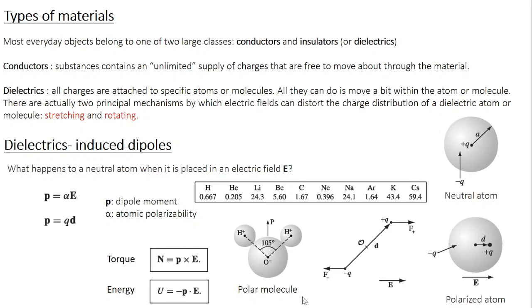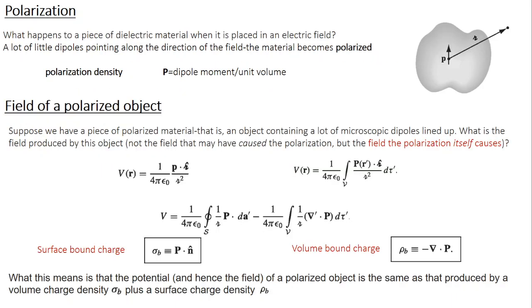Now let's extend this analysis in the case of a bulk material. A bulk dielectric material consists of a large number of atoms and molecules. When you place this kind of bulk material in an electric field, all the atoms and molecules are going to respond individually to the external electric field, and if the atoms are neutral, they develop an induced dipole moment in the direction of the electric field.